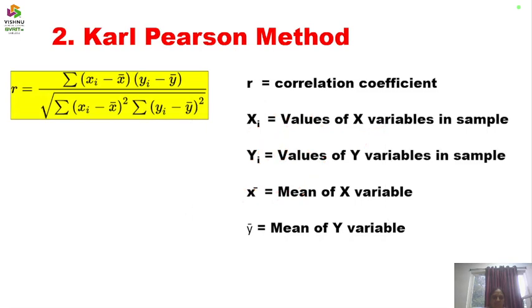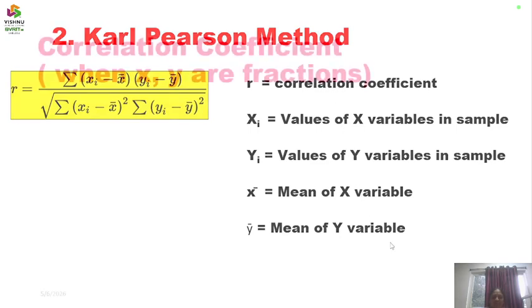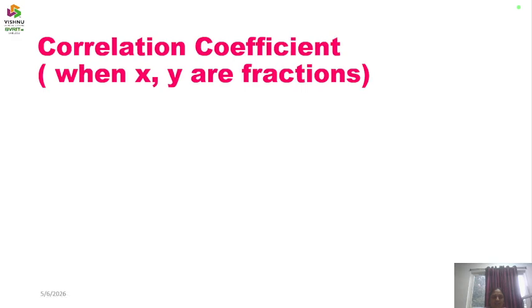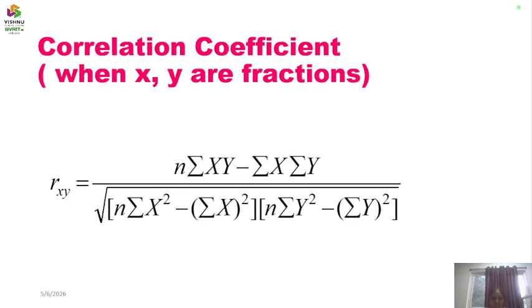And now we will move to the Karl Pearson method. And for the first example, I showed one problem. So when the x bar and y bar mean values are fractions, you are supposed to use the summation of xi minus x bar into yi minus y bar in the numerator, and the denominator as the square root of the summation of xi minus x bar whole square into yi minus y bar whole square. So these are all the things we can see. And the correlation coefficient when x, y are fractions, that's what I said.